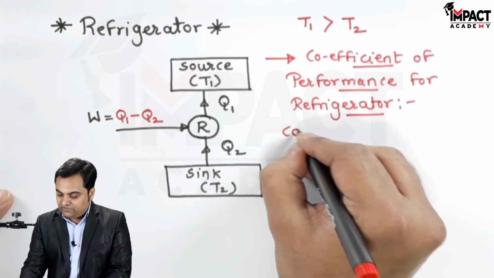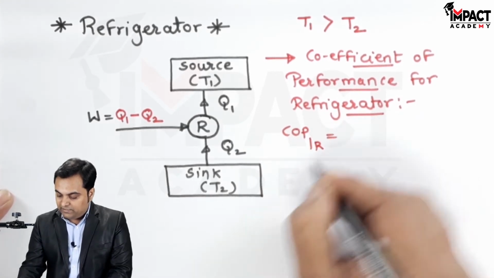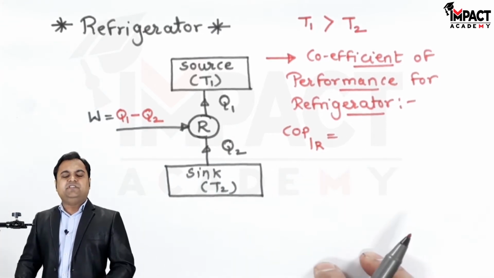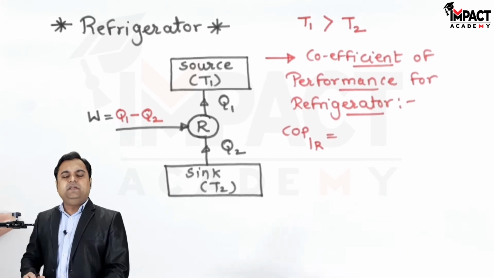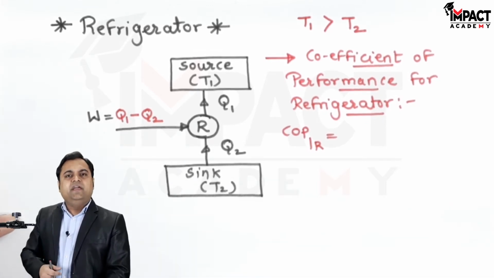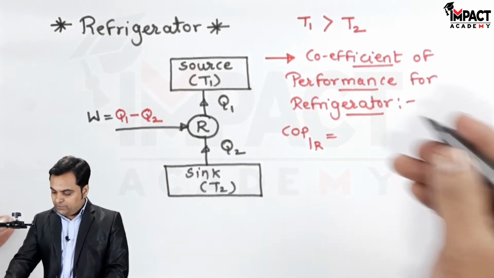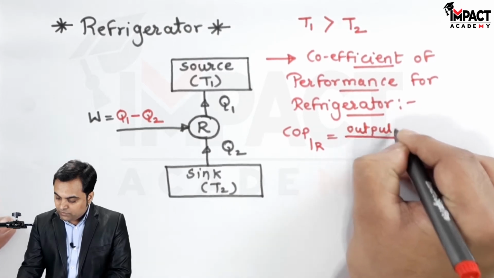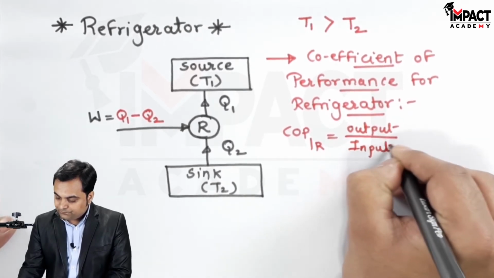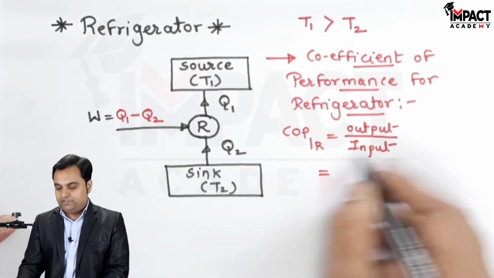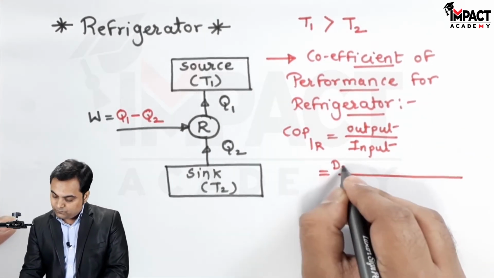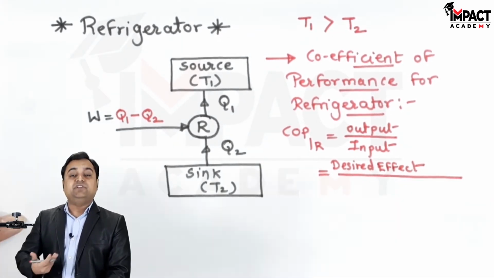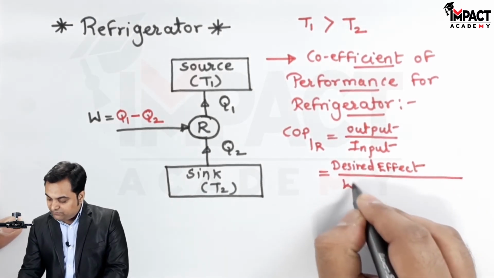Coefficient of performance, that is COP for the refrigerator, I'll denote it with a suffix R. Now COP is similar to efficiency, the only difference being that COP is just a number, whereas efficiency is expressed in the form of percentage. So COP is given by the formula, output upon input. In case of a refrigerator, the output is the desired effect, which is also called the refrigeration effect, and the input is the work input.